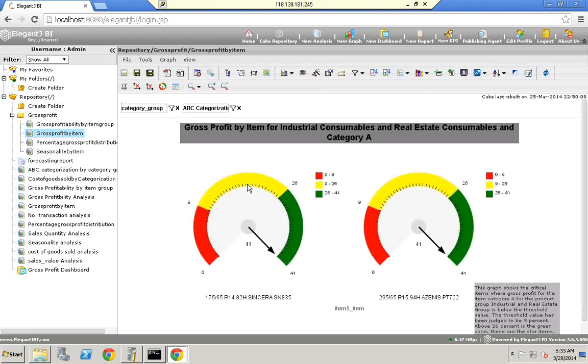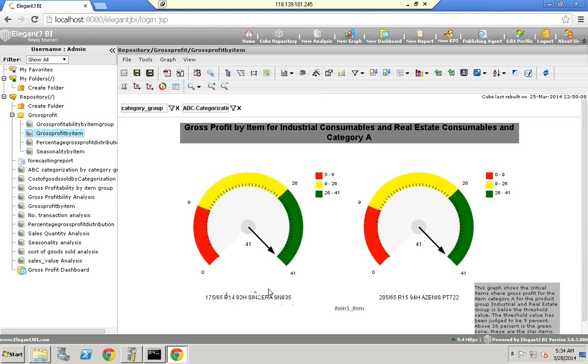the gross profit by item. In this, what we have done is we have looked at industrial and real estate group. Again, the inventory valuation has been done using perpetual FIFO, and we have looked at the category A items in both these category groups. And here we see the gross profit percentage for both these items is actually on the green side. It's about 41%. So both these items are doing very well.